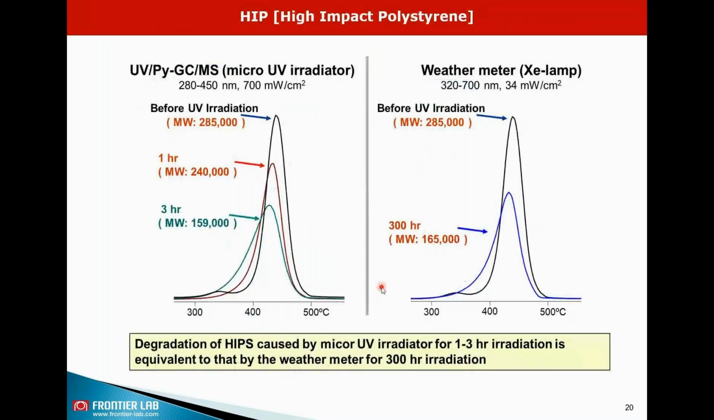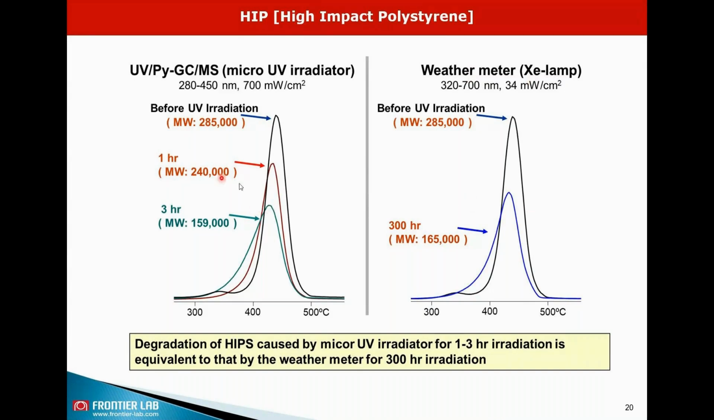The immediate benefit compared to the traditional weather meter is, you can see, when we use our online system, without UV radiation, let's say the molecular weight is like 285,000. After 1 hour, you can see the reduction down to like 240,000, and at 3 hours. But the point is not about the reduction of molecular weight. The data we produce in just 3 hours requires 300 hours in a weather meter setup. So this is what we are trying to emphasize.